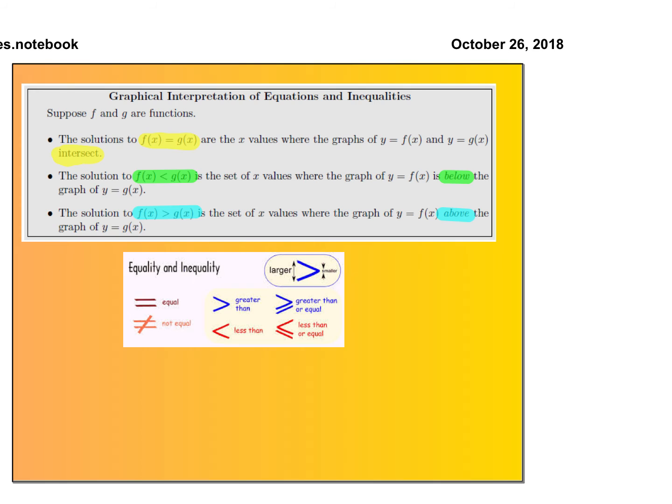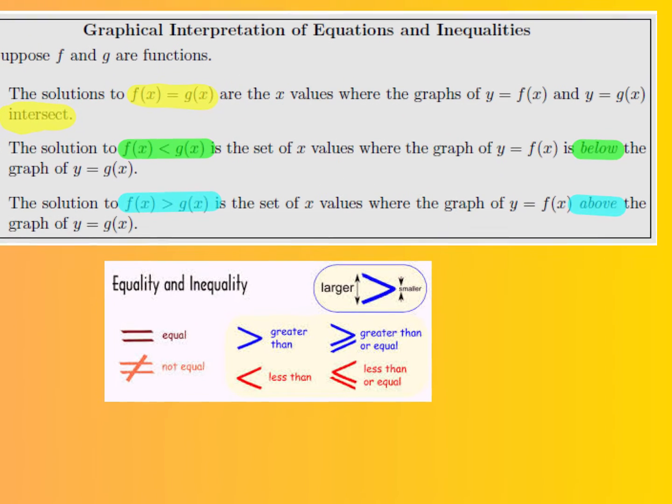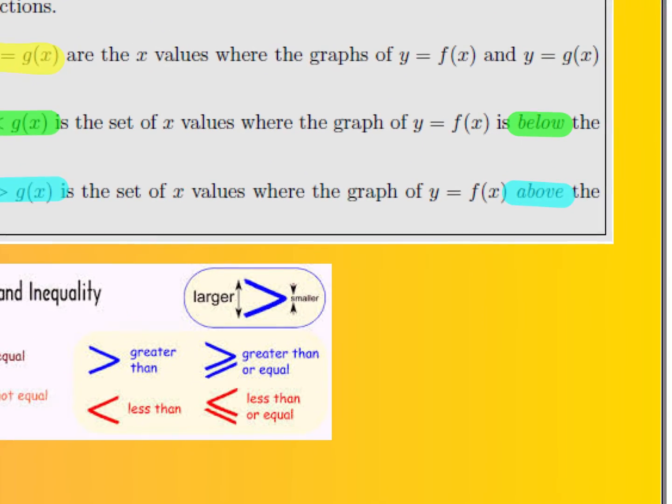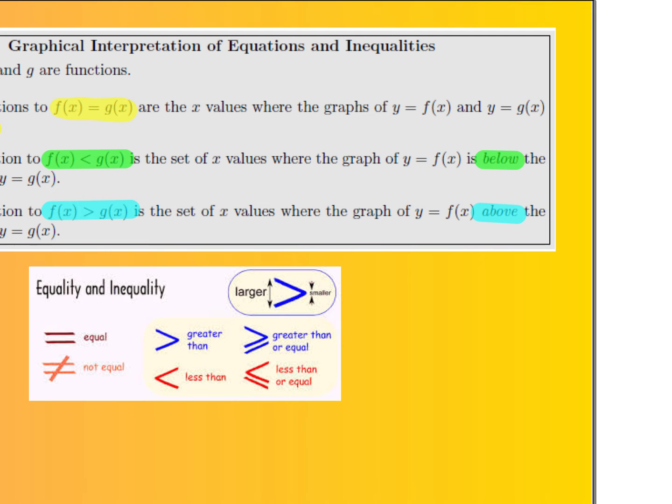All right, so look at the different functions that they have here. They have g of x as equal to f of x, f of x is less than g of x, and f of x is greater than g of x. Of course, they'd use words like below or above. I think it's easiest to look at one, so let's actually look at one here.